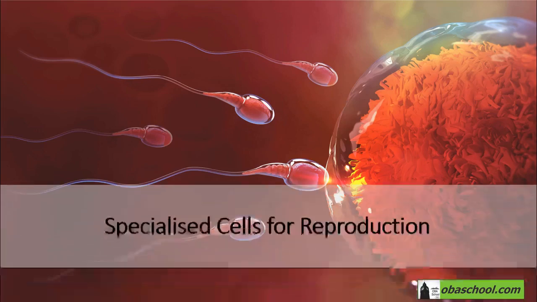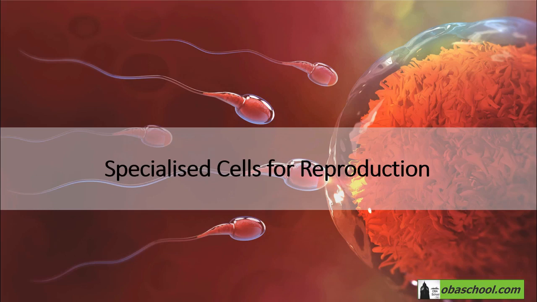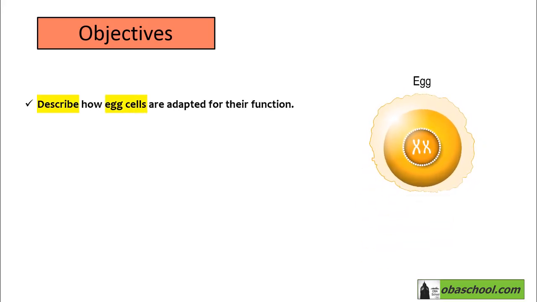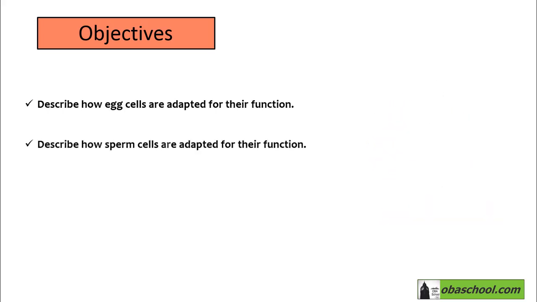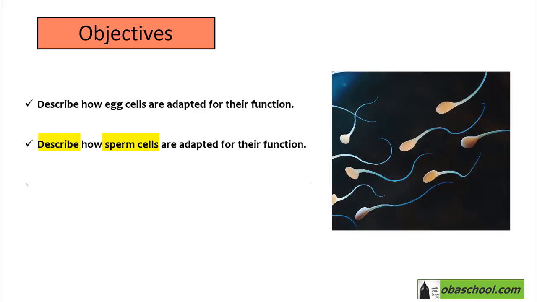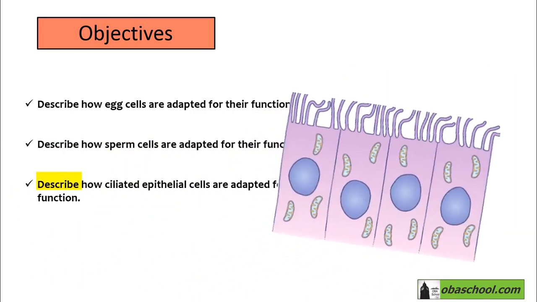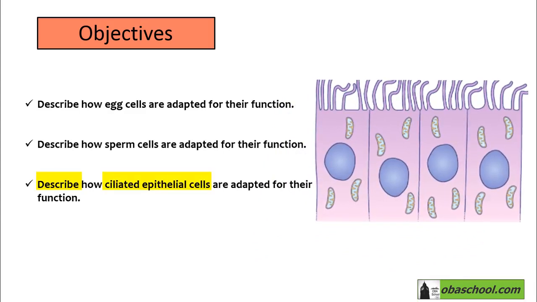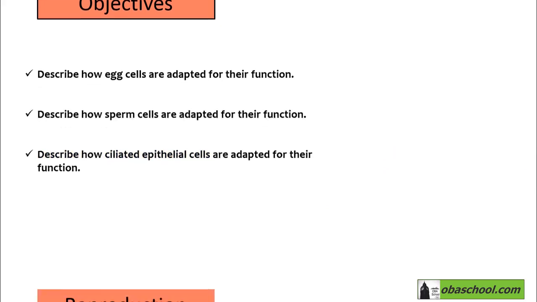In this tutorial, we are going to study the specialized cells for reproduction. So, by the end of this tutorial, you will be able to describe how egg cells are adapted for their function. Moreover, you will be able to describe how sperm cells are adapted for their function. And finally, you will be able to describe how ciliated epithelial cells of the oviduct are adapted for their function.